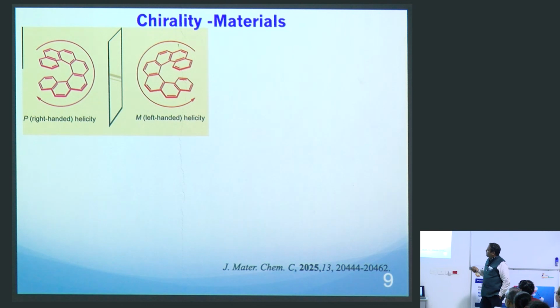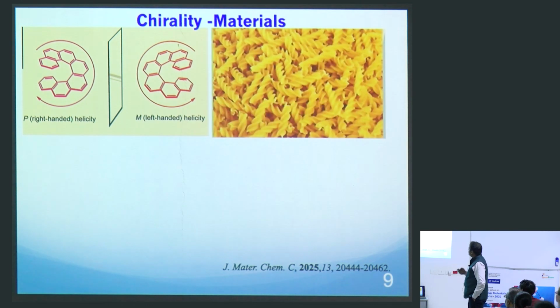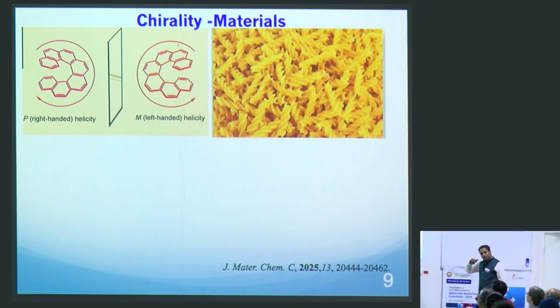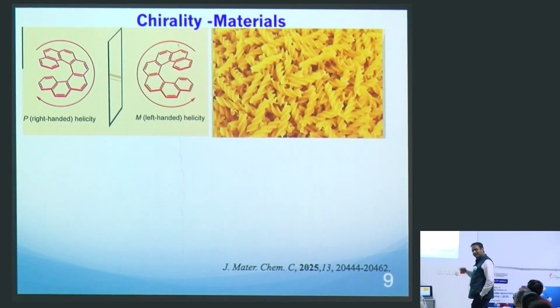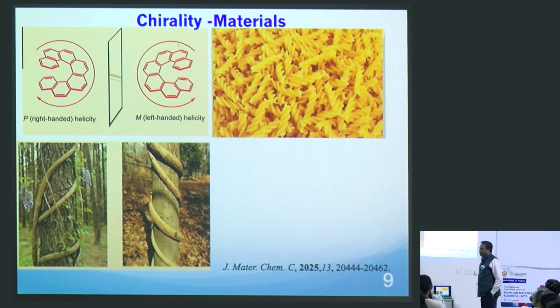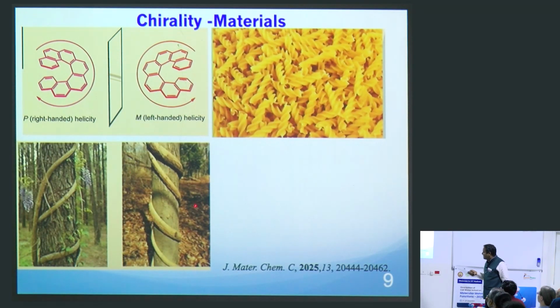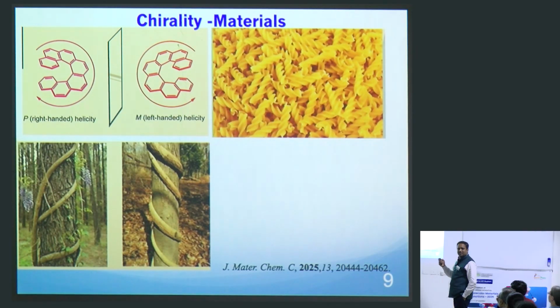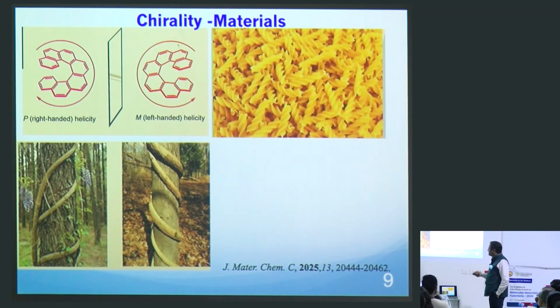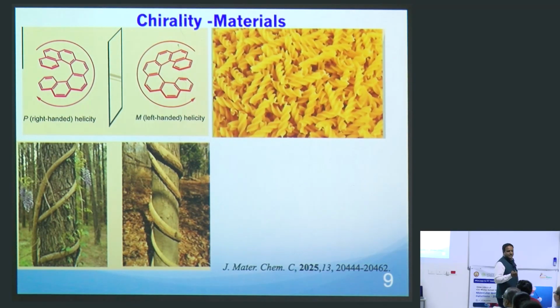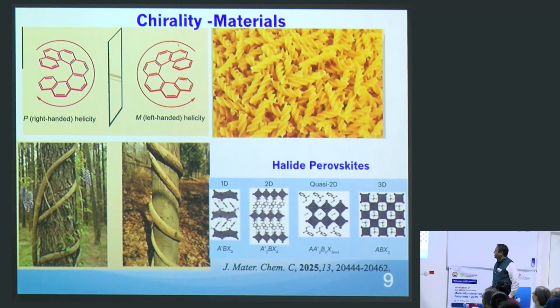Here I have shown the helicity of chiral compounds, or you can see the pasta, which is also chiral. Whenever you see the pasta, it is twisted only to one side, you cannot see it on the other side. Even nature produces this in trees, you see a helicity there. Here it is similar but opposite, so it's a mirror image. Nature also produces these; I think some of them are from China, another from Japan. These are trees where nature generates chirality.